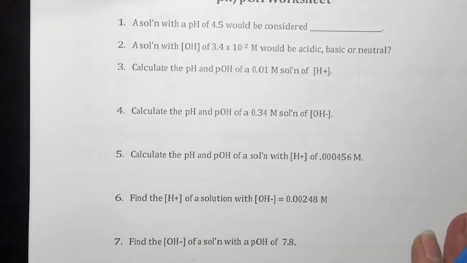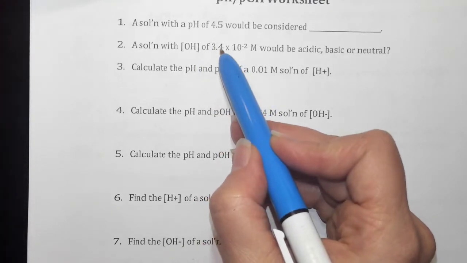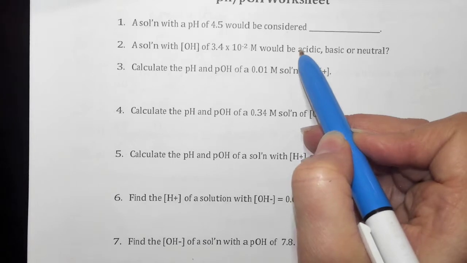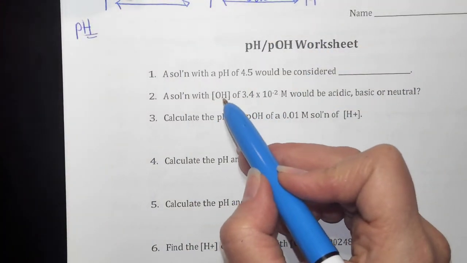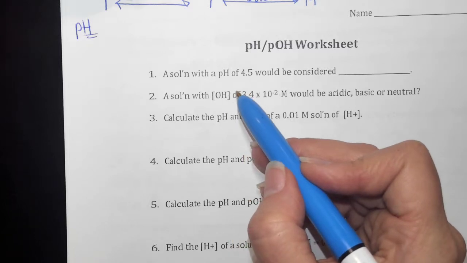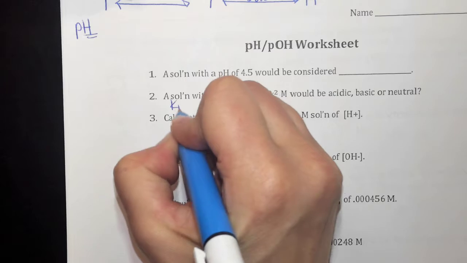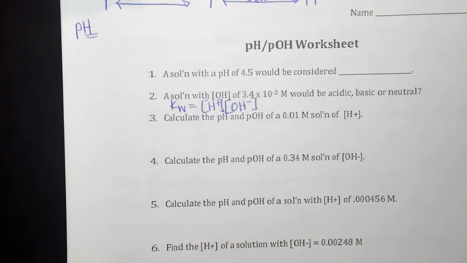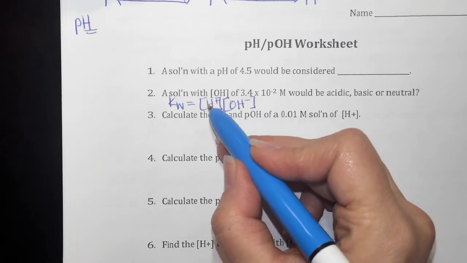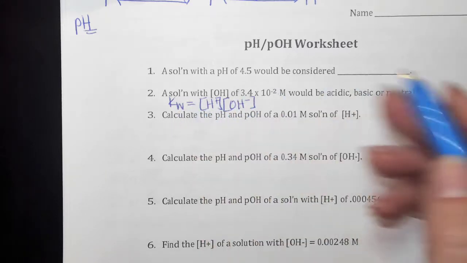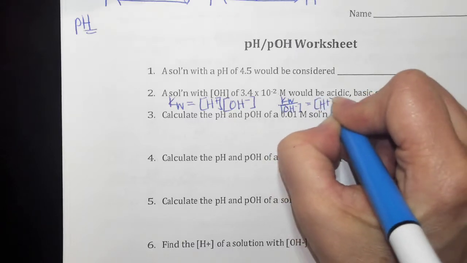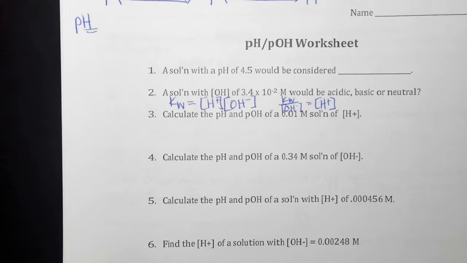Let's look at number 2. A solution with a hydroxide concentration of 3.4 times 10 to the negative 12, would it be acidic, basic, or neutral? Well, the first thing that I have to acknowledge is that acidic, basic, or neutral is based on the pH scale, not the pOH scale. So in order to answer this question, I have to figure out the concentration of hydrogens. And I know Kw equals hydrogens times hydroxides. So if I want to solve for hydrogen, then I divide hydroxide over to the opposite side. So Kw divided by hydroxide concentration will give me hydrogens.